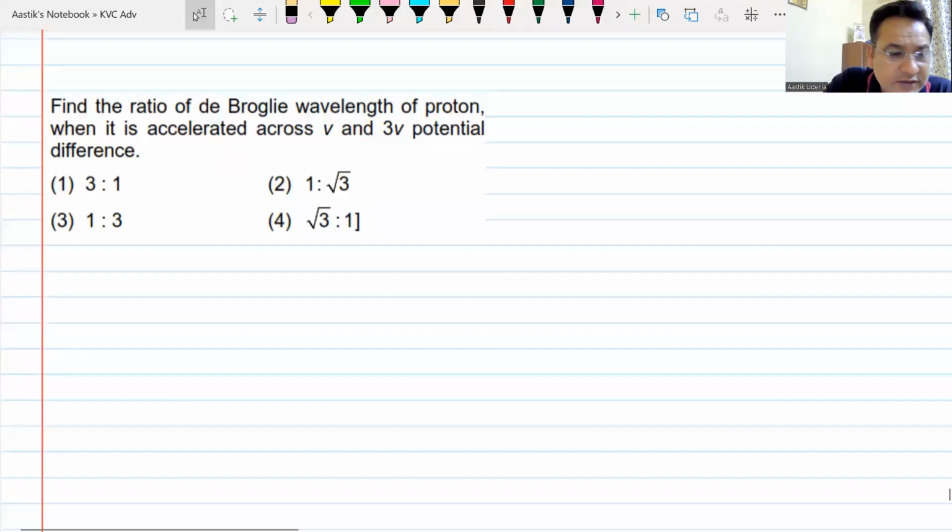This is the next one, and I wait for your answers. I'll give you 2 minutes to solve this. Root 3 is to 1. We have seen the de Broglie wavelength is inversely proportional to root over 2mqV. Yes or no? Yes, sir. So from there you can get the answer for this one.